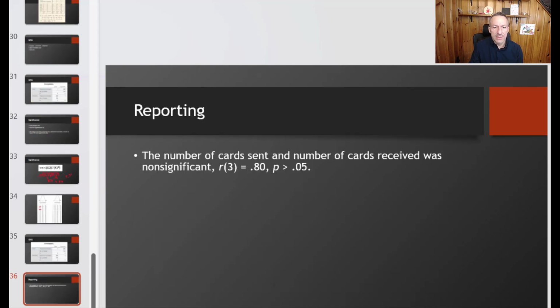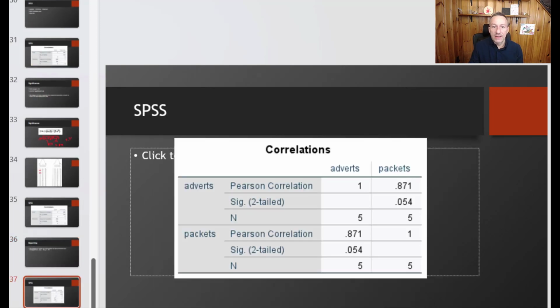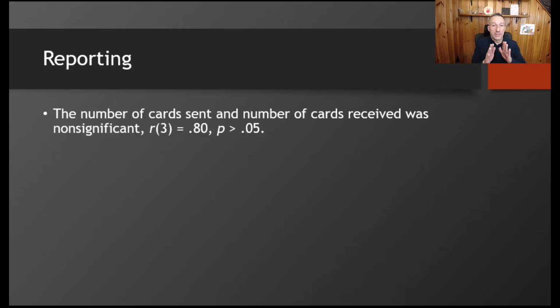This is what it looks like. This is what that one looks like. It's in the PowerPoint if you'd like to look at it. And additionally, so again, I talked about you need to know the proper analysis to conduct, how to conduct it in some type of software, and how to report it in APA style. And this is how you would do that for a correlation. The number of cards sent and the number of cards received was not significant, comma, your r, your degrees of freedom, n minus 2, equals 0.80, comma, p greater than 0.05.